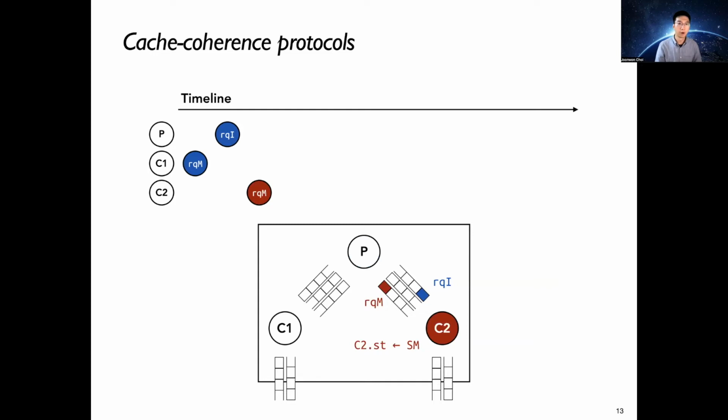We have so far only dealt with the blue request. However, there is a possibility that the red request is handled in the middle of processing the blue one. Thus, two transactions are now interleaved. Let's say that C2 started to handle the red request, also a store request. In the same sense, C2 changes its status to SM and sends RQM to P.